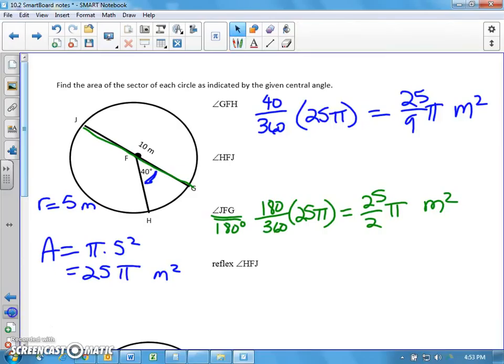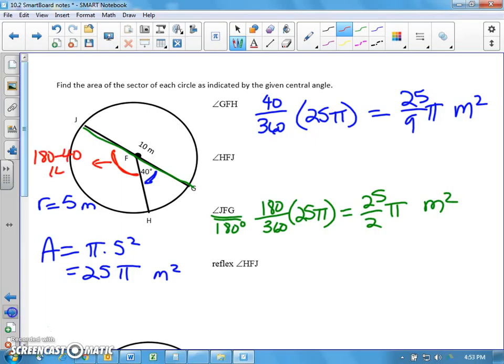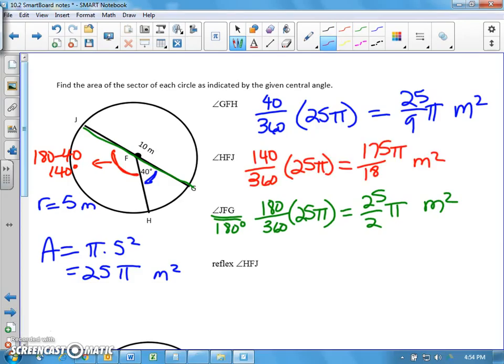HFJ is a little bit different because they didn't tell us the angle measure. But if we know that JFG forms 180 degrees and GFH is 40, then we can see that this one has to be 180 minus 40, or 140 degrees. Stop the video and go calculate the measure of sector defined by angle HFJ, and then turn it back on and check your work. Hopefully you got that one right. We should have 175/18 pi square meters.